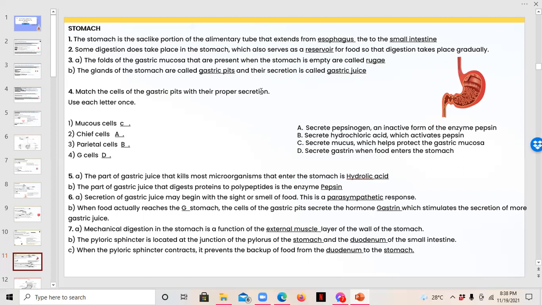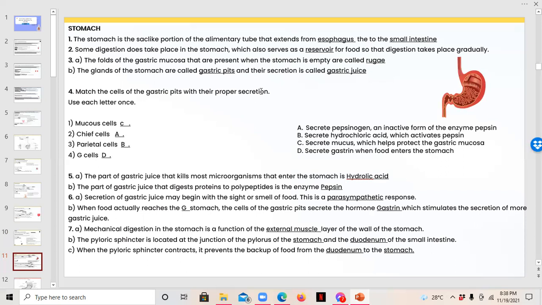Number 3. Parietal cells. Letter B is the answer. Secrete hydrochloric acid which activates pepsin. Number 4. G cells. The answer is letter D. Secrete gastrin when food enters the stomach.